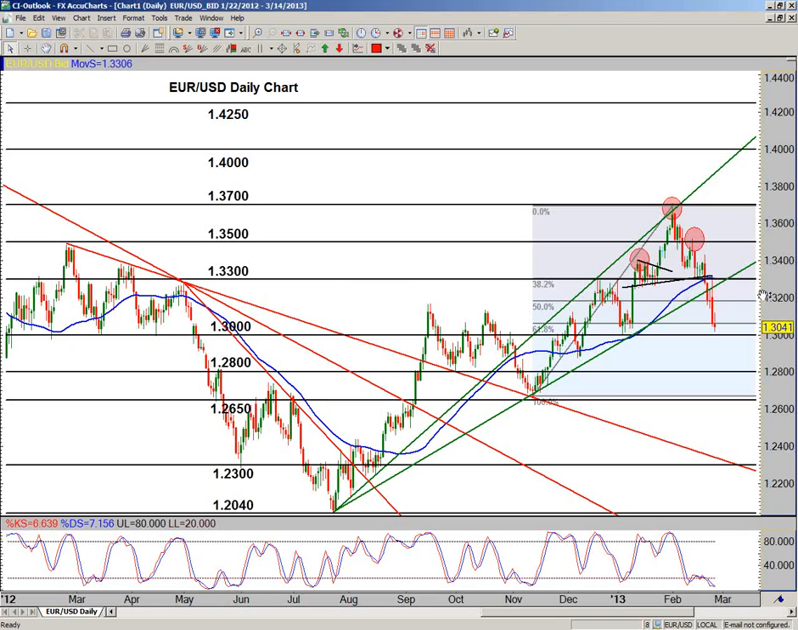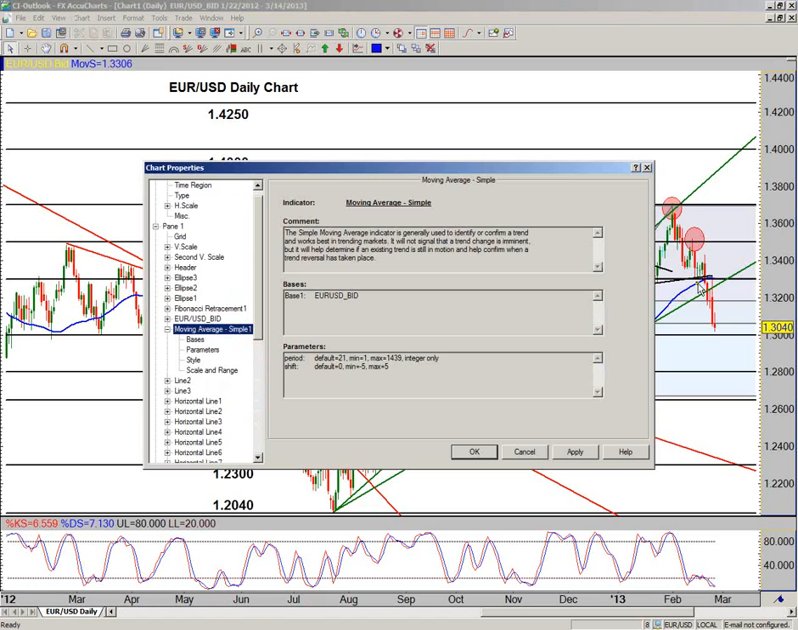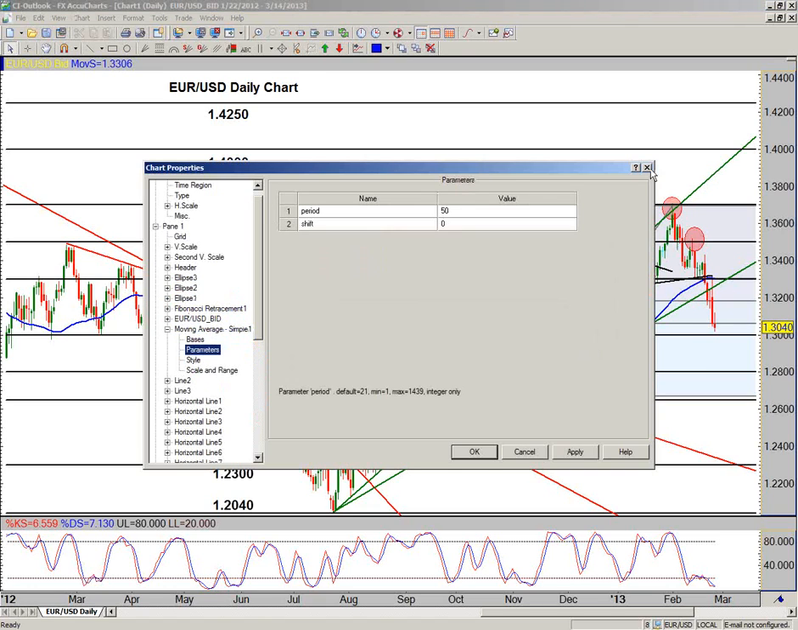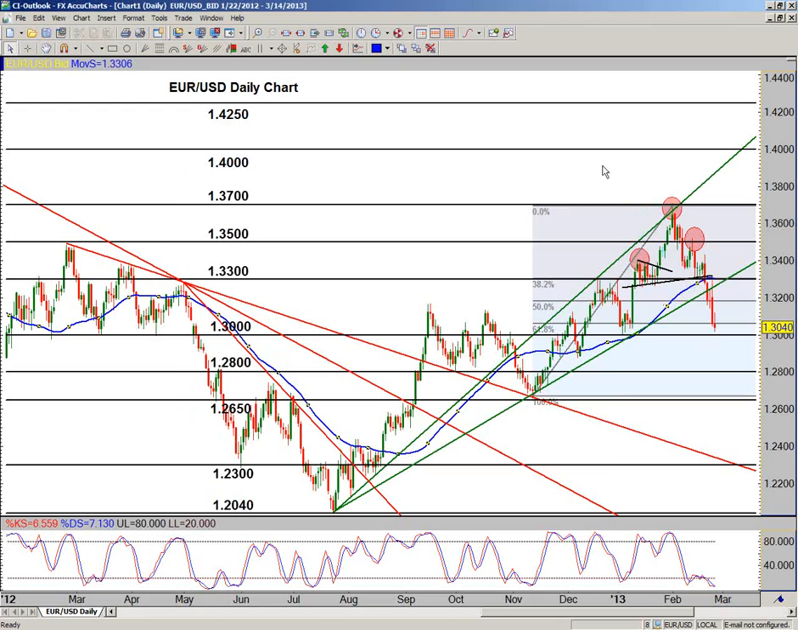We have the key 133 level. 133 is a very key level on euro dollar. We also have this moving average, which happens to be a 50-period simple moving average. Usually what I use is 50-period, 100-period, and 200-period moving averages. Why? They're very common moving averages, and they often are good at denoting trend, as well as oftentimes support and resistance.